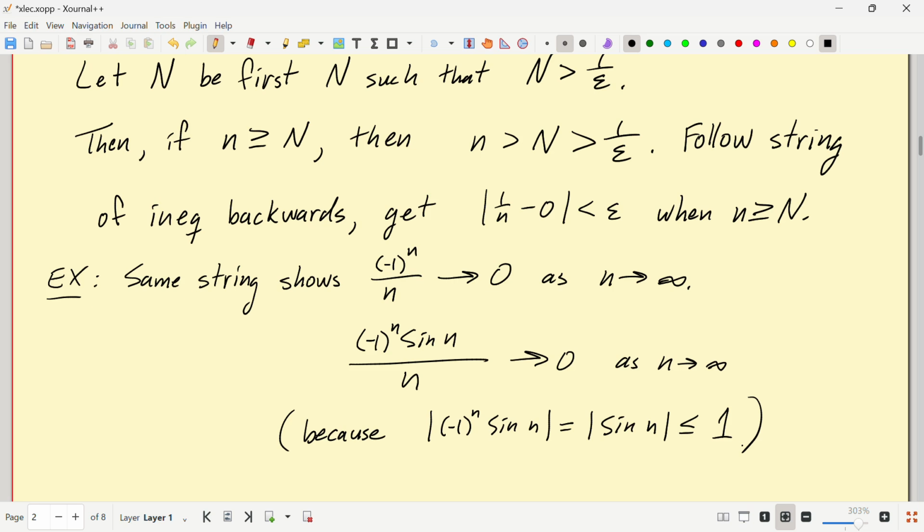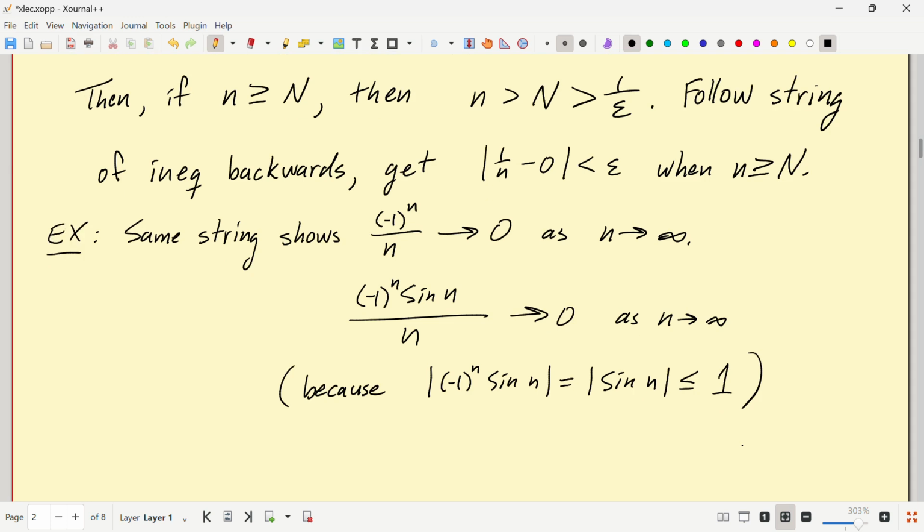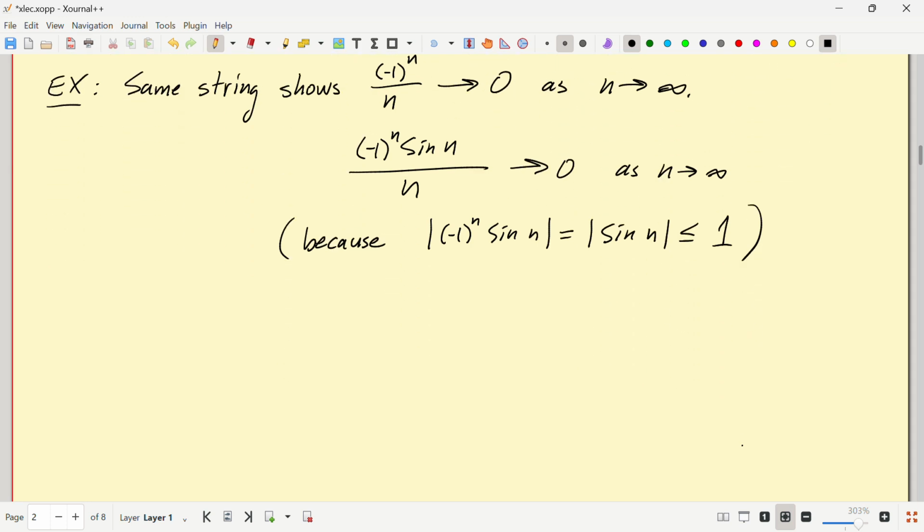Questions about anything so far? Okay, so I'm going to start feeling a little bit like freshman calculus here for a minute. Let's see if we can figure out what 5n plus 2 over 2n plus 7 converges to, if it converges, and what it converges to.